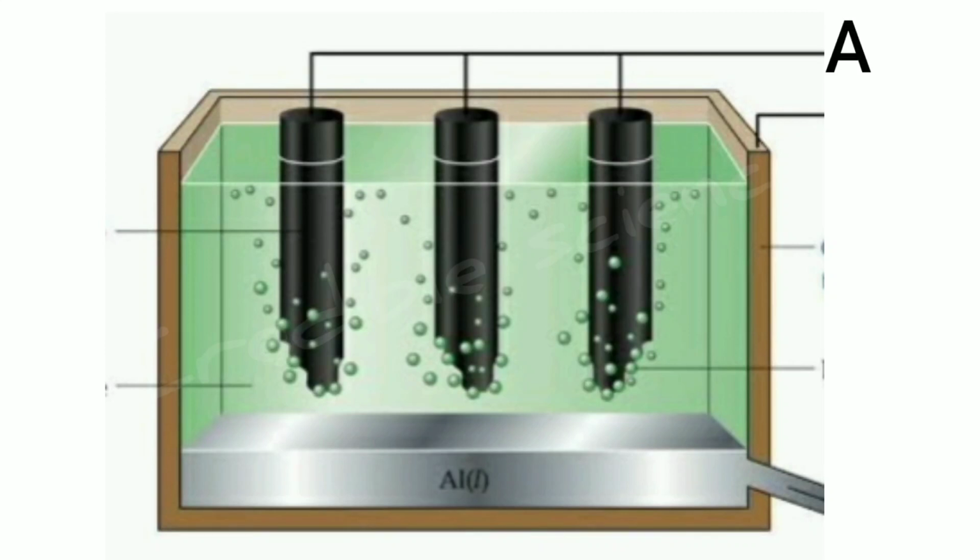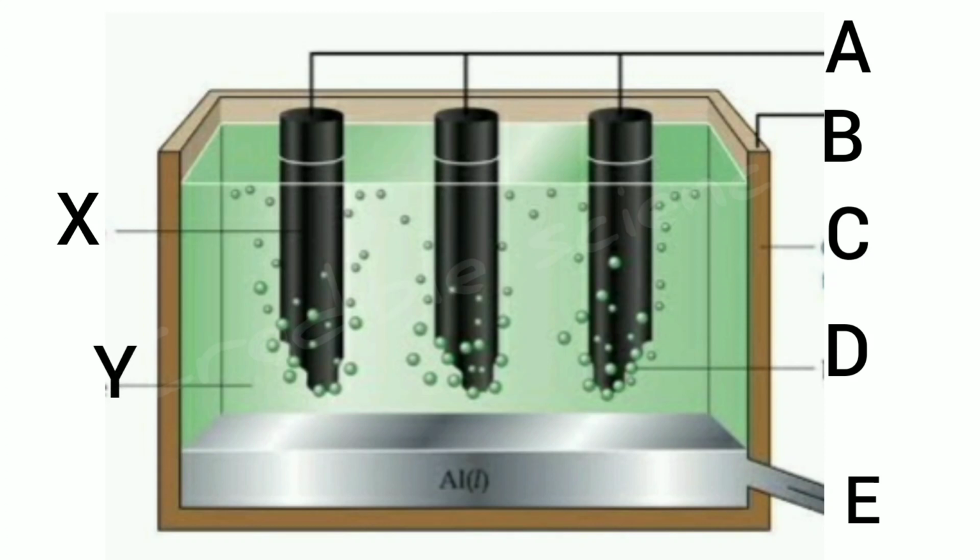Now children, let me check how much you have understood. Find out what this electrolytic cell is. Identify what is A, B, C, D, E and X and Y. If you are not able to, then watch the video again.